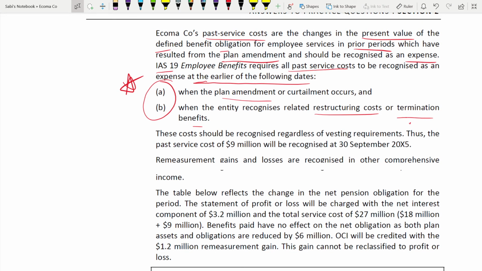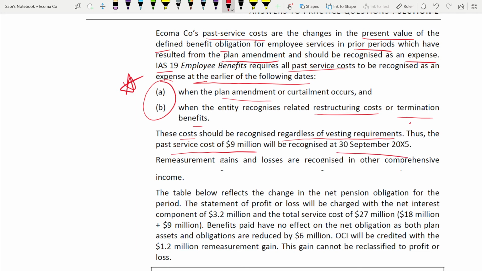Remember, this cost should be recognized regardless of the vesting requirement. What is the vesting requirement? That you have to remain employed for two additional years, you have to give them service. It does not matter, but still this cost you have to recognize whether you give them the service or not. That's why the past service cost of 9 million also has to be recognized at this date.